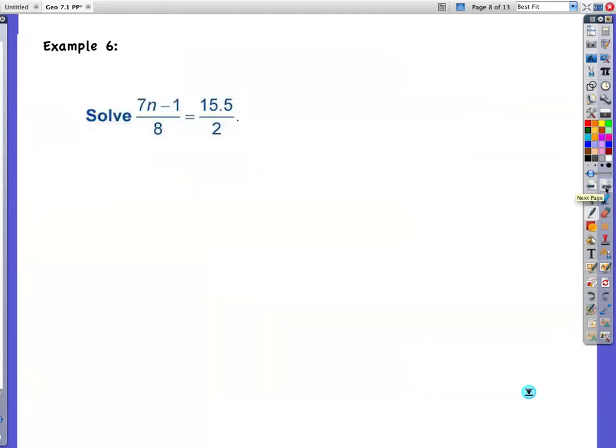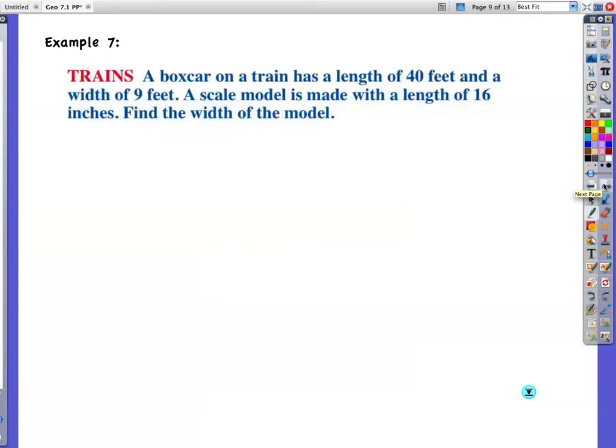Moving on to example 6. You know what? I think I'm going to have you work through example 6 on your own and bring it to class along with all your other examples that you're copying. Make sure you can do that one right. Lovely, lovely. Moving on, example 7.